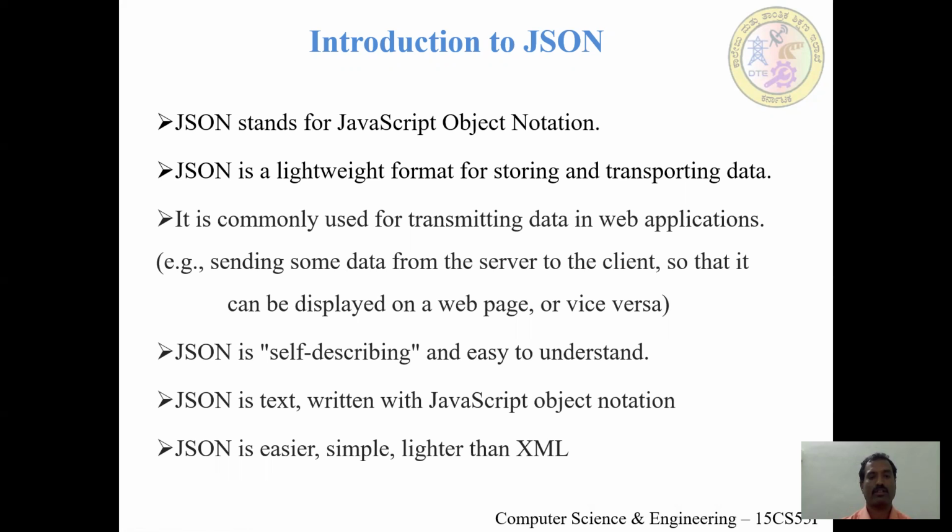JSON is self-describing and easy to understand, and JSON is easier, simpler and lighter than XML, because XML is also used to store the data and retrieve the data from the server. JSON is simple and easier as compared to XML.